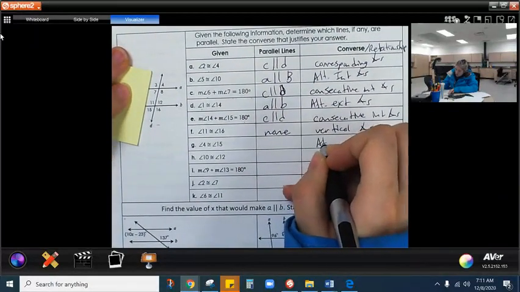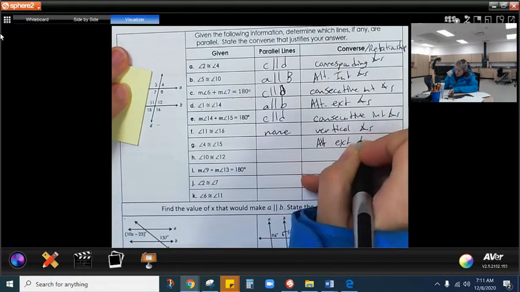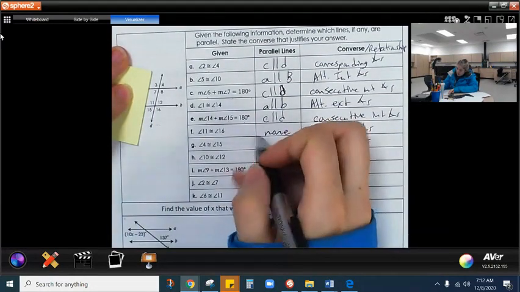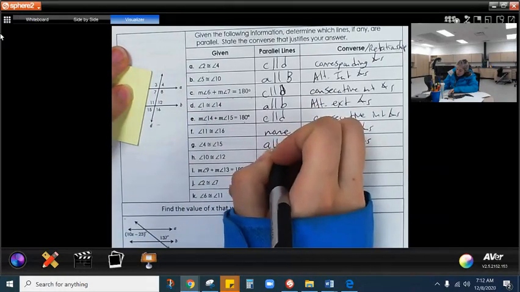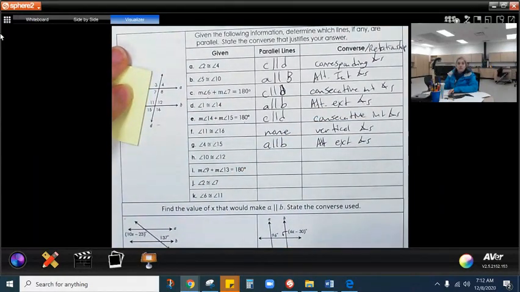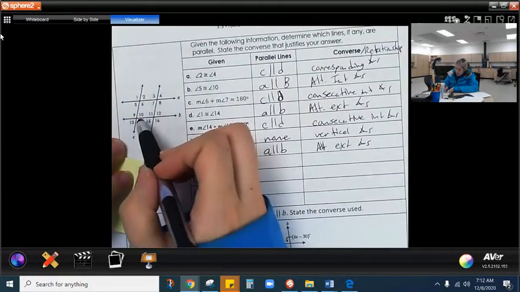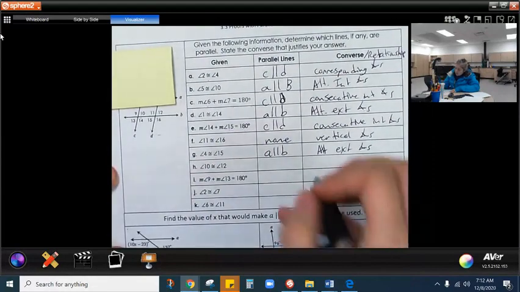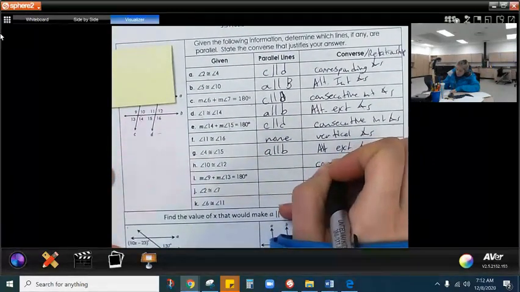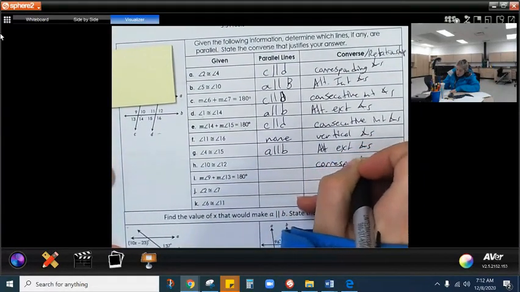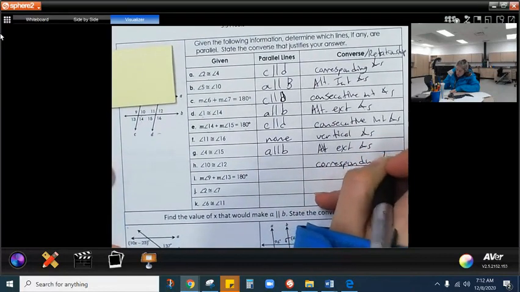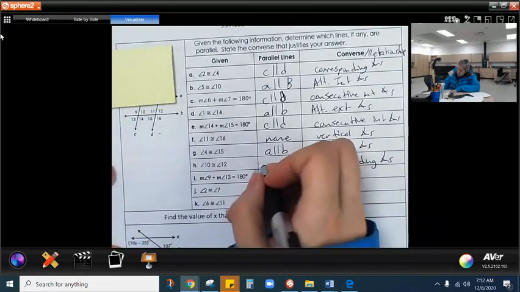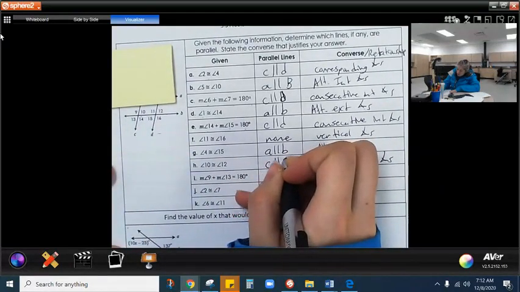They are alternate exterior angles. If they are congruent, which it says they are, then that would mean that A is parallel to B, right? A is parallel to B. All right, angle 10 and angle 12. So I can cover up this part. Angle 10 and angle 12, they are in corresponding positions. So they are corresponding angles. And B is their transversal, so C is parallel to D.